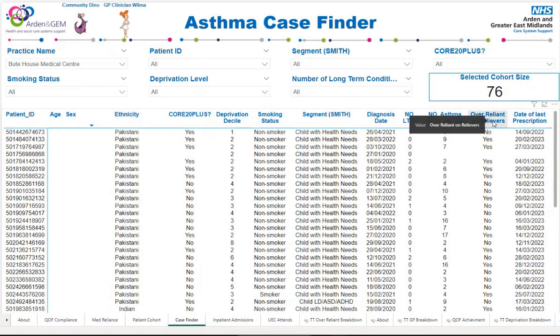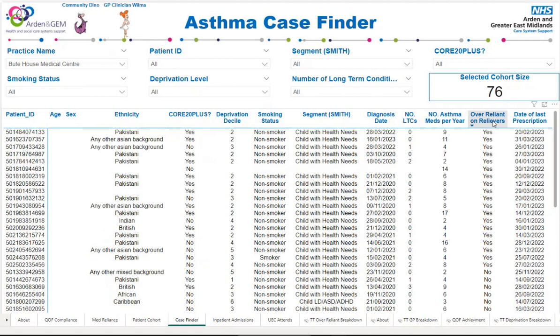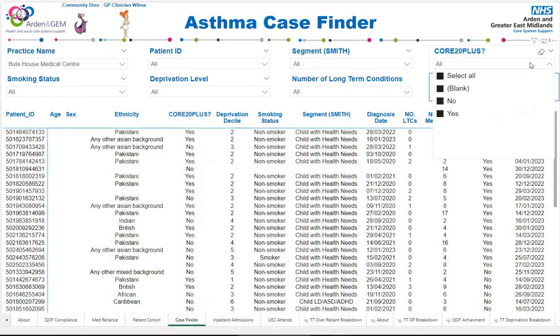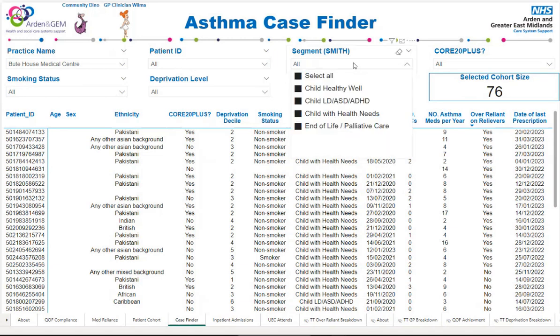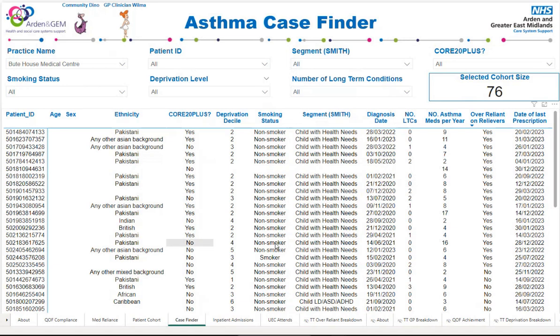If we want to just target the ones who are over-reliant on relievers, we can do that and see all our yeses. We can also filter on our core 20 plus. Are those patients core 20 plus or not? The life segment tells you about the health or the life stage that these patients are at. And once you've made your selections, you know who you're looking at.